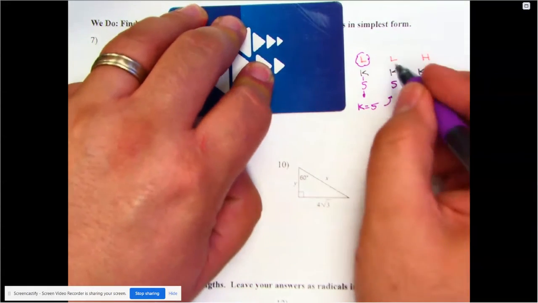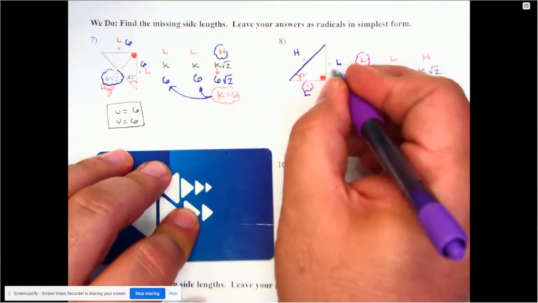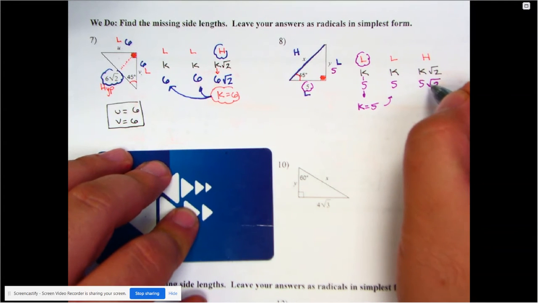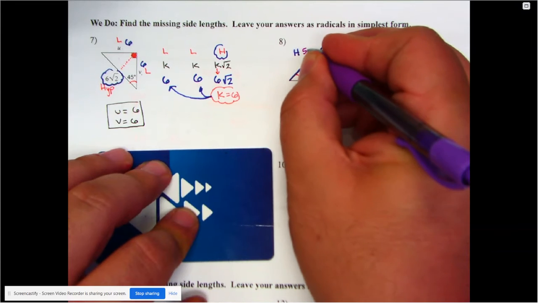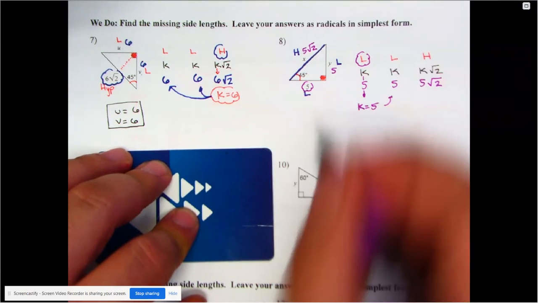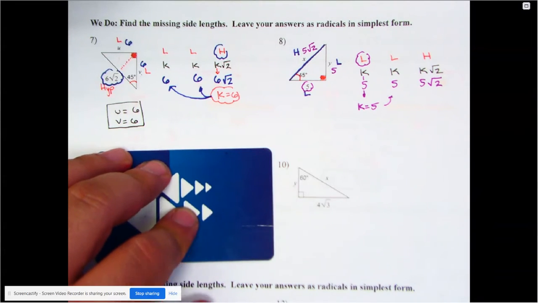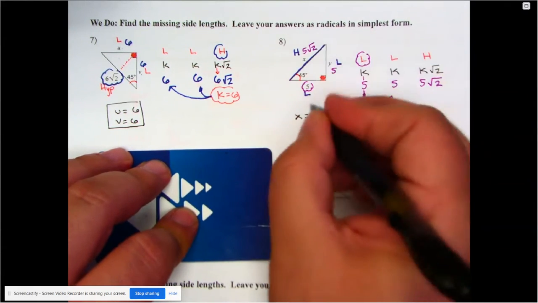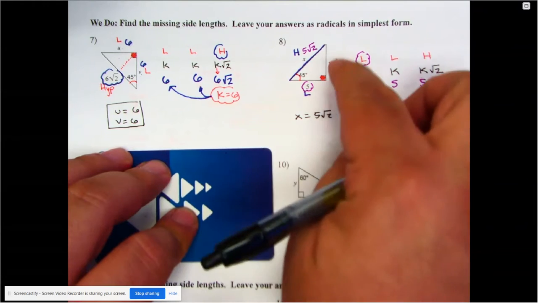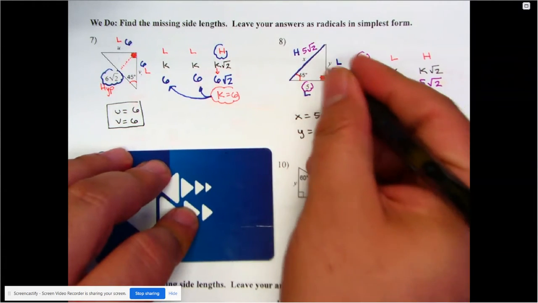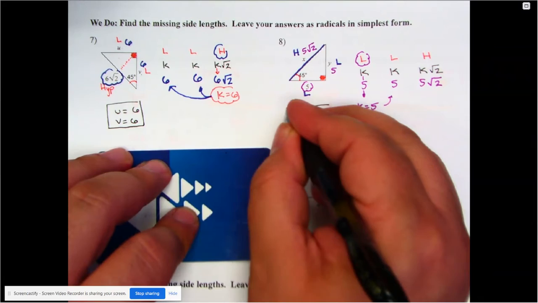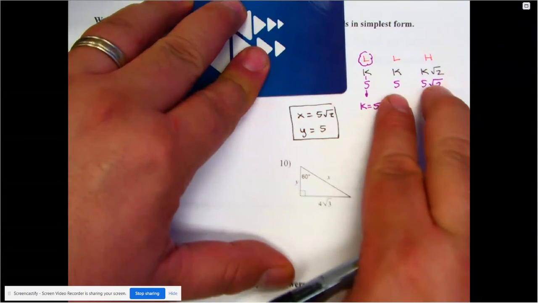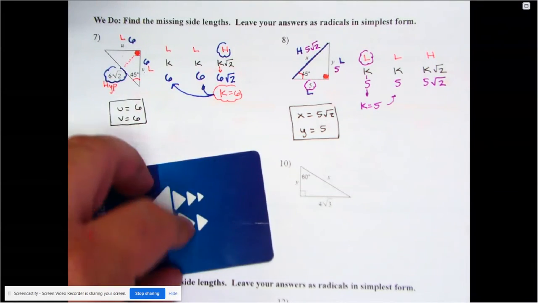And now I'm ready. The other leg is a 5. Here's the leg. I'll put the number 5. My hypotenuse is 5 radical 2. Well, here's the hypotenuse, 5 radical 2. Bring the information back into the picture, and now you can answer everything very easily. X is 5 radical 2. The Y, well, the Y is equal to 5. And I'm grabbing that all from my picture because I took the time to use the rule first and then brought this information back into my picture.